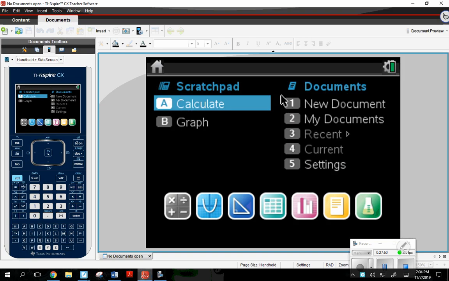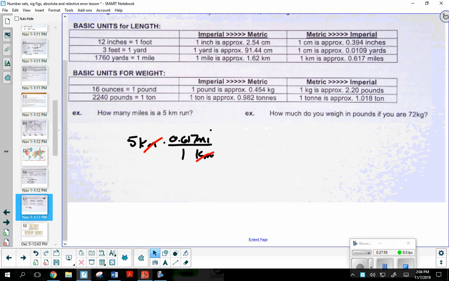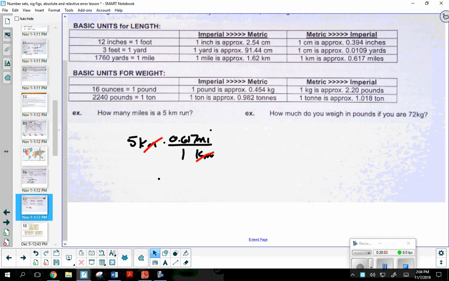So I'm going to come on over here, calculator. So we have 5 times, what was it again? 0.617? Okay. So I'm thinking about 3.085 miles. Okay. And if I wanted to put that in 3 sig figs, I could say 3.09. I'm not too worried about it now. And remember, you could also go ahead and use a proportion if you wanted to, instead of just straight converting it. Let's try that on the next one.